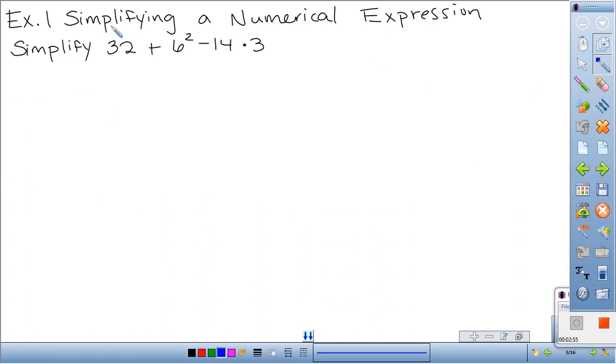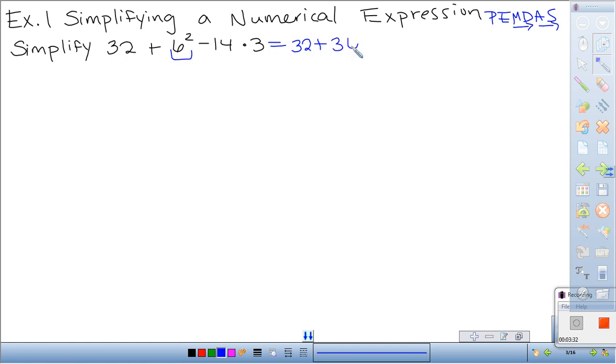Let's look at our first example, simplifying a numerical expression. So we need to simplify 32 plus 6 squared minus 14 times 3. Again, we're following PEMDAS, where we know we always multiply and divide left to right and add, subtract left to right. So first I want to look for any parentheses or grouping symbols. I don't see any, so we can move on to E, which is exponents, and we do have exponents. 6 squared, so that's where we'll start, and everything else needs to be left alone. So I have 32 plus 6 squared means 6 times 6, which is 36, minus 14 times 3.